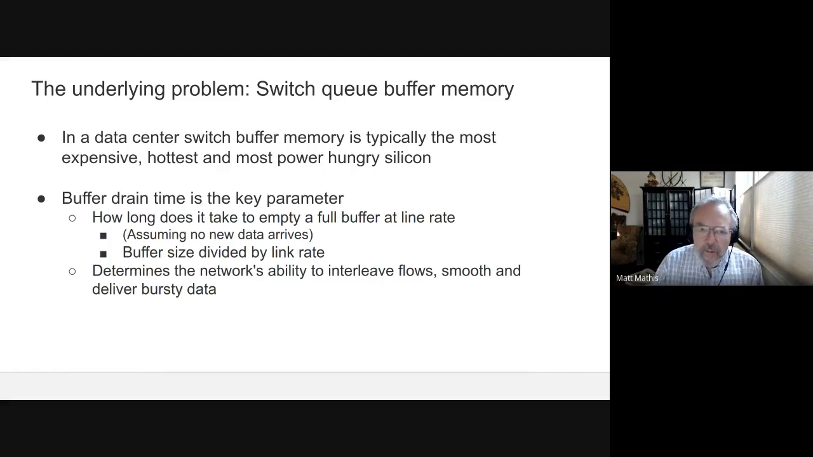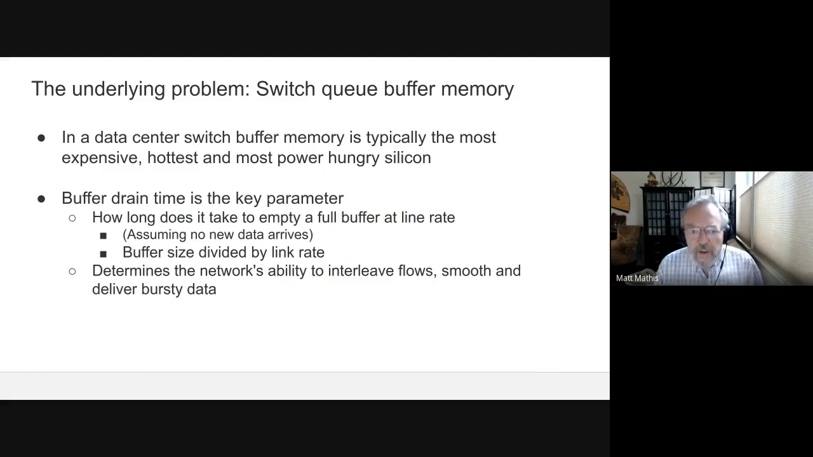So the underlying problem is the performance of the switch queue buffer memory. In the data center, the buffer memory is typically the hottest, most expensive, most power-hungry silicon. One vendor relayed to me a story about a switch card that they make. On one side, there's a switch chip. Other than having several hundred pins, it's a rather uninteresting, flat, thin package. The other side is completely covered with heat sinks for the memory, because on this particular card, the memory runs 2 orders of magnitude more power than the switch chip.